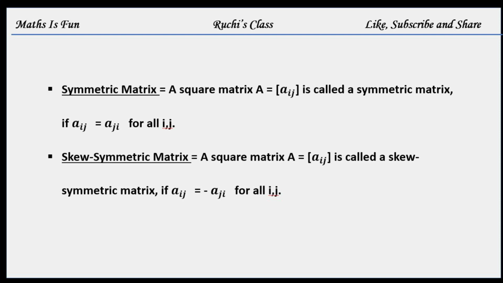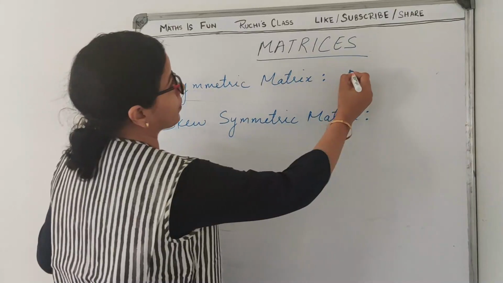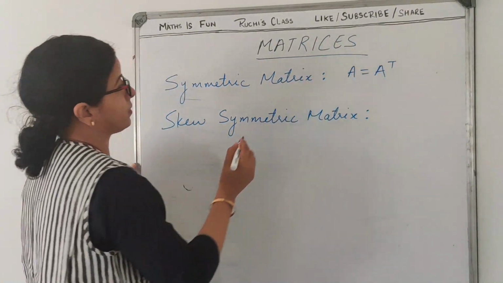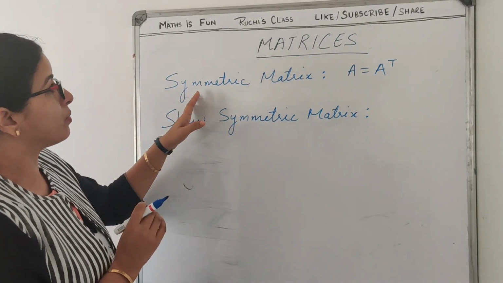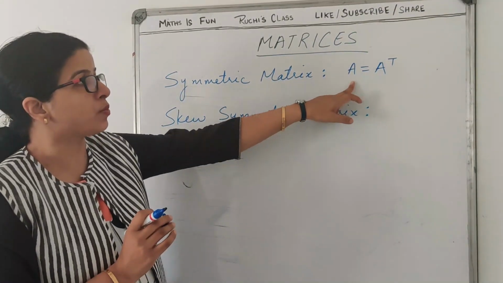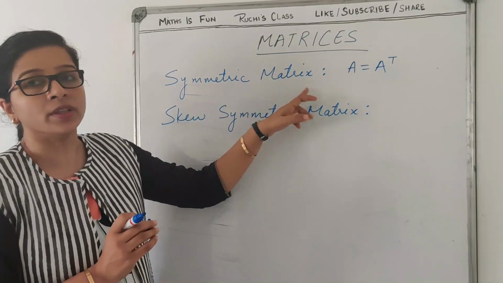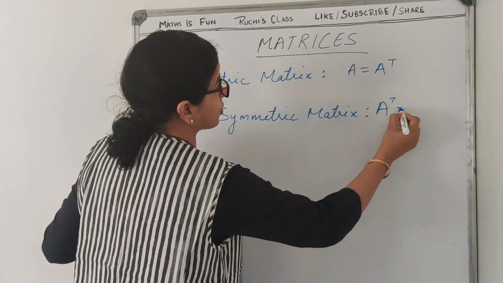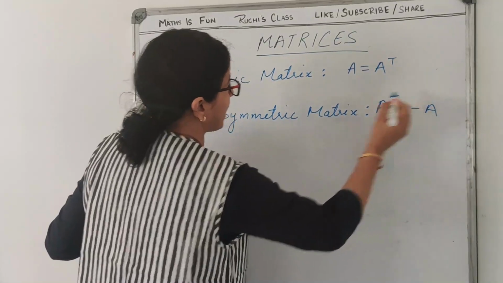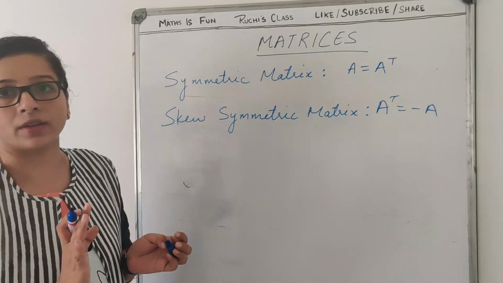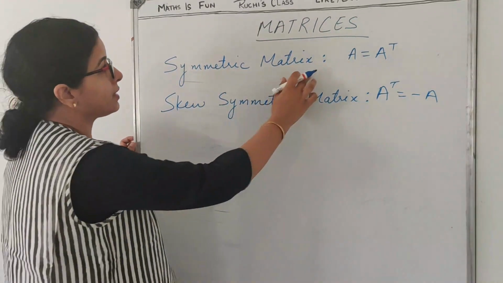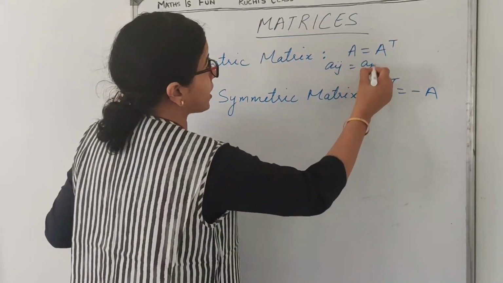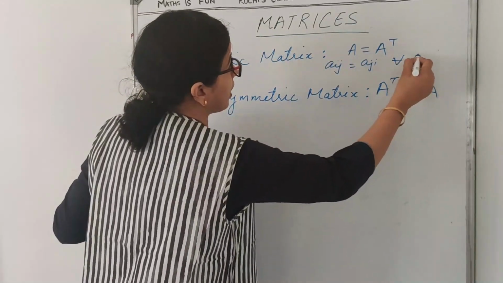Now what does that mean? If A is equal to A transpose, whenever your A transpose is equal to matrix A, then it is a symmetric matrix. Whenever your A transpose is equal to minus A, then it is a skew symmetric matrix. Is that clear? In this case, Aij is equal to Aji for all i and j.